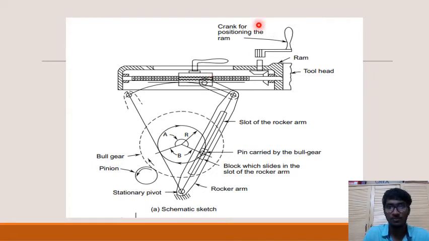Now, the cutting speed continuously varies through the entire rotation of the bull gear. Also, the return stroke has a higher velocity while the forward stroke has lower velocity.